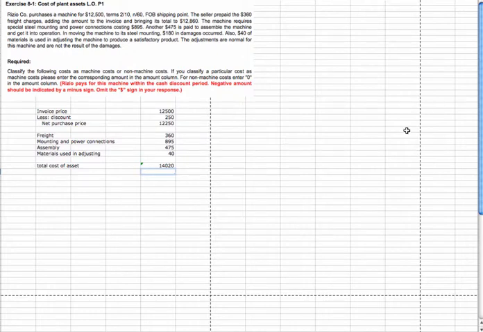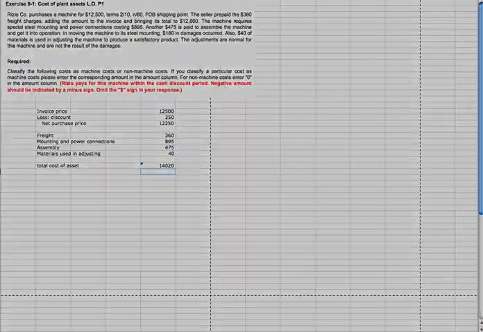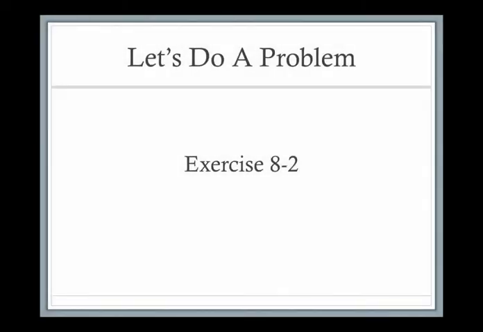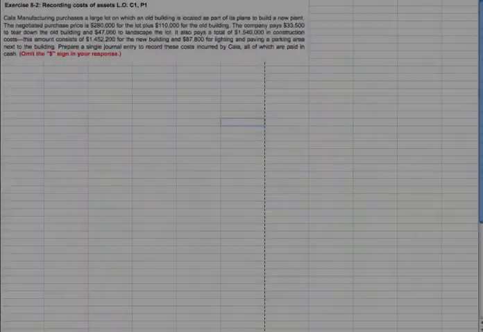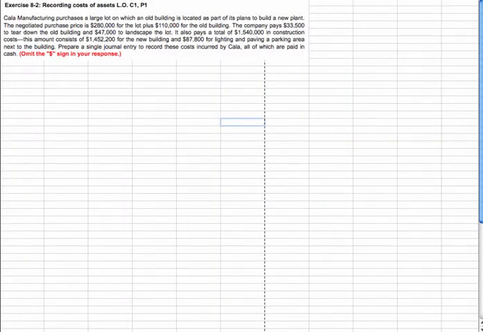Okay? So let's go to the next question, which I think has to do with the allocation of costs when you buy multiple items within the purchase. So let's take a look. This next problem has to do with, once again, determining the cost of an asset. However, we're changing this a little bit because now instead of purchasing a piece of machinery, now we're purchasing a piece of land and what we intend on building onto that land.